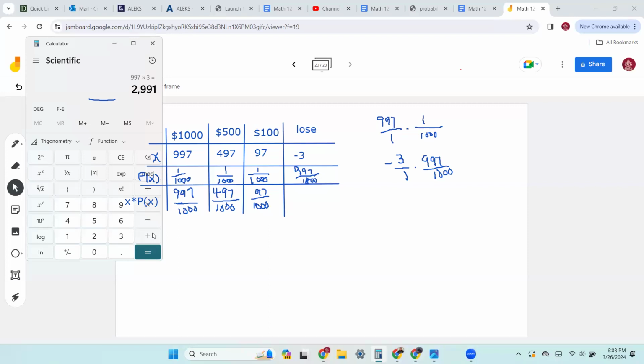So 2,991, and it's negative. Now, I didn't simplify anything, and for good reason, because it's going to make the math easier.